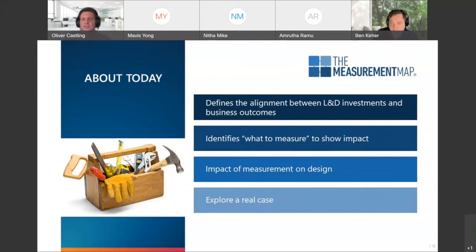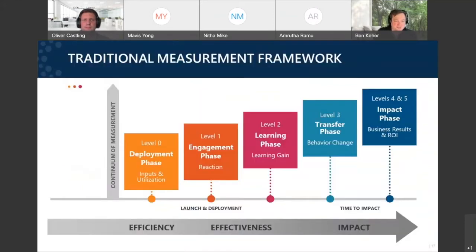So hi, everybody. Thank you so much for being here. I'm going to delve into the different layers of the measurement map. And Oliver's already brought up the Kirkpatrick scale. And I totally agree with you guys, both from working within businesses and also as a consultant on the outside of businesses. The biggest challenge is that we don't know what to measure, how to measure it. And it's a big showstopper.